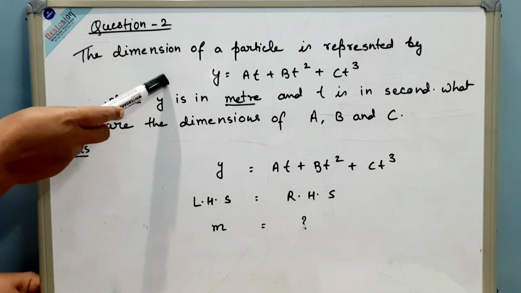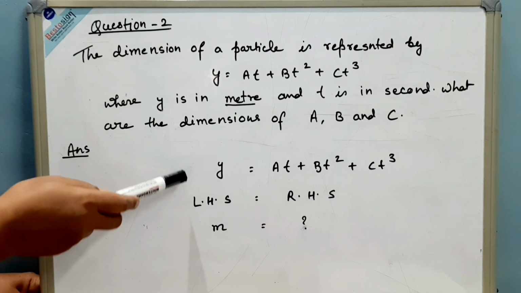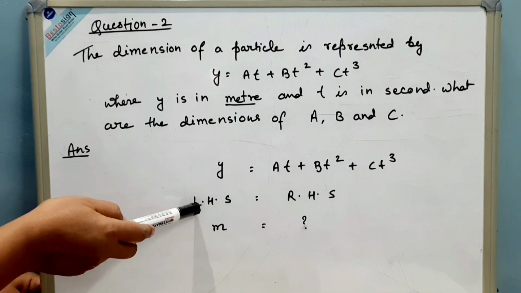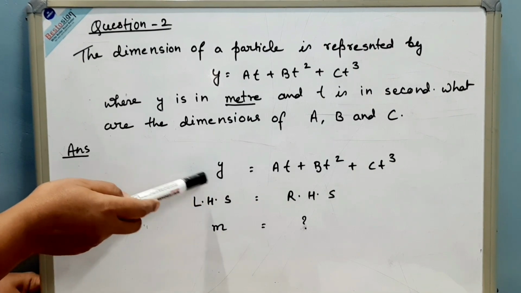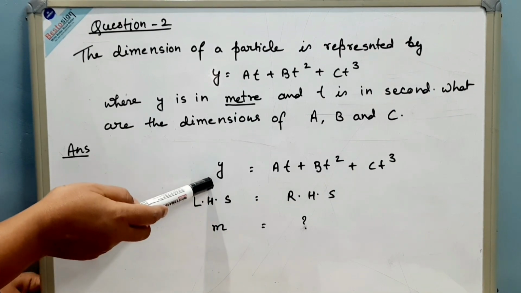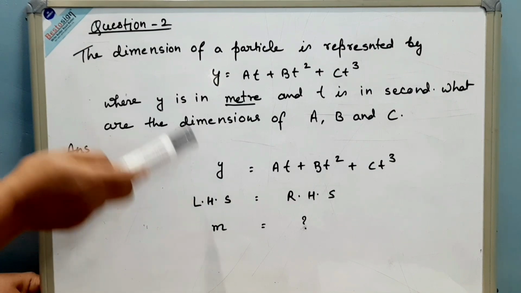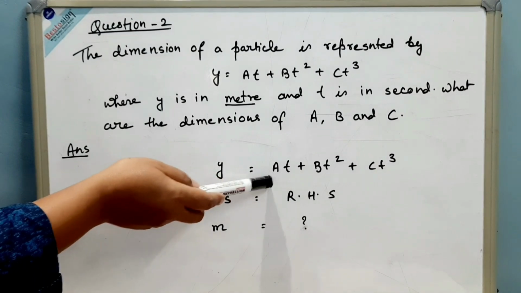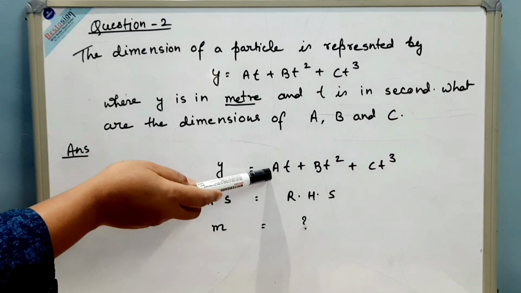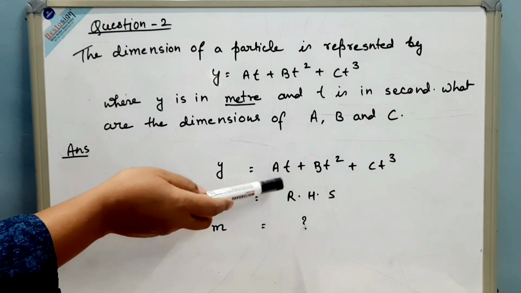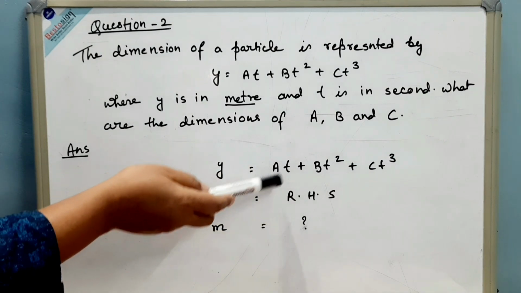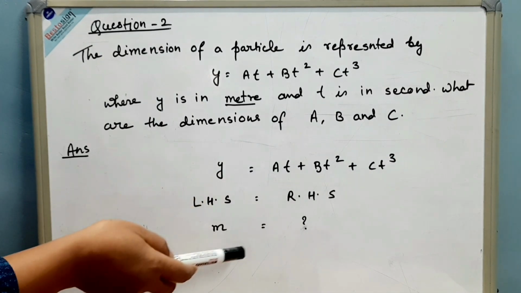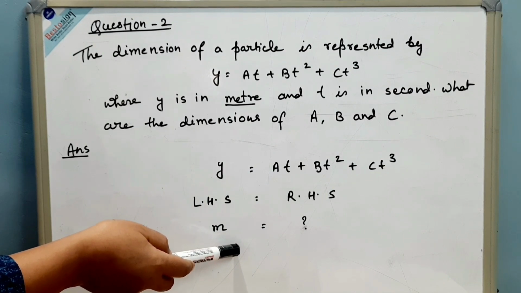So to solve this type of question, first we should see that what is the unit in left hand side. If you look at this equation, the unit for left hand side that is given in the question itself is meter. So the overall unit of right hand side should also be meter. So let's see that how we are going to do it.